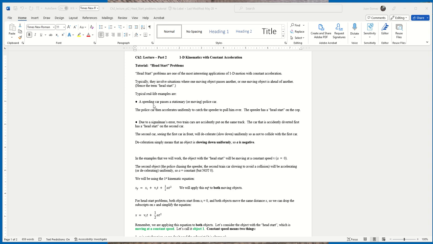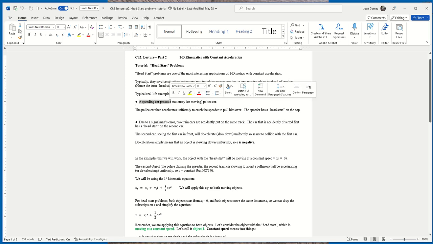A typical real life example is, suppose you're a speeding car, and you pass a stationary or moving police car. Suppose you're going 45 miles an hour in a 25-mile-an-hour school zone. And there's a police car, typically in the mornings during the weekdays. They like to hide out in school zones, and rightfully so. They try to catch a speeder. So the police car is parked. You go speeding past them at 45 in a 25-mile-an-hour zone, they're going to pull you over.